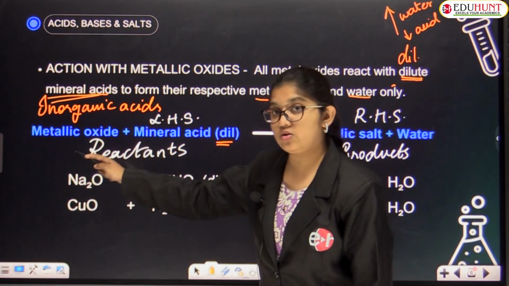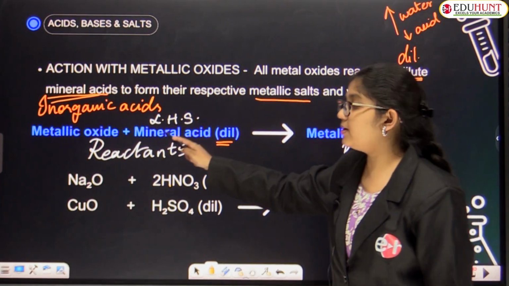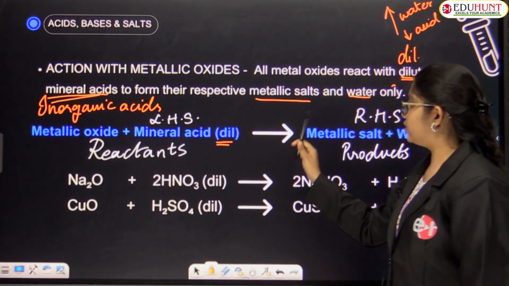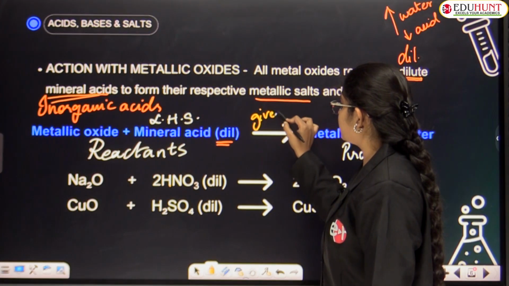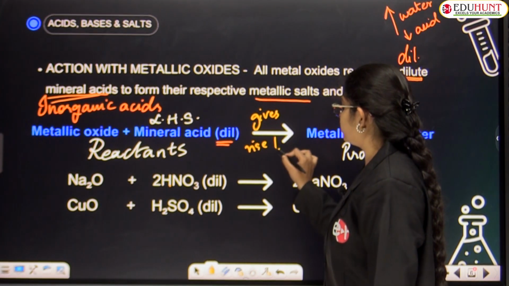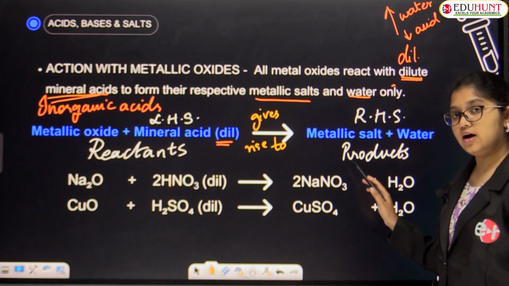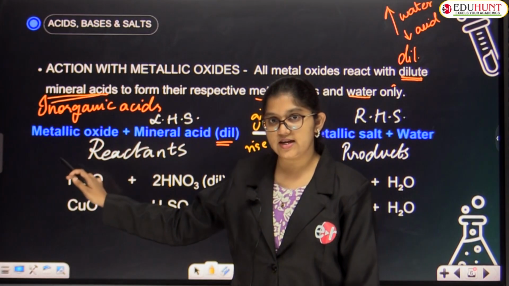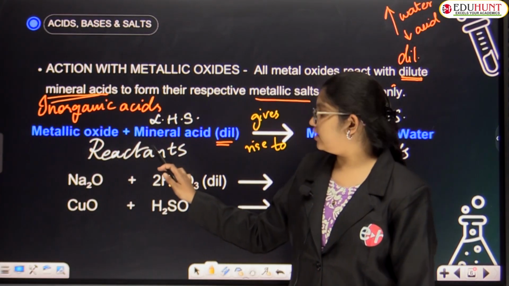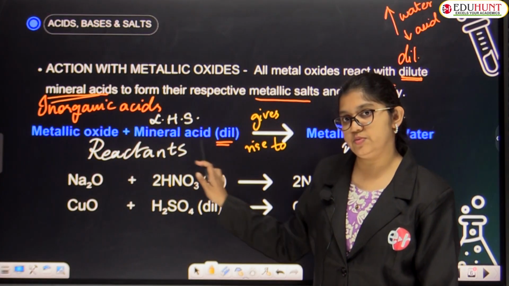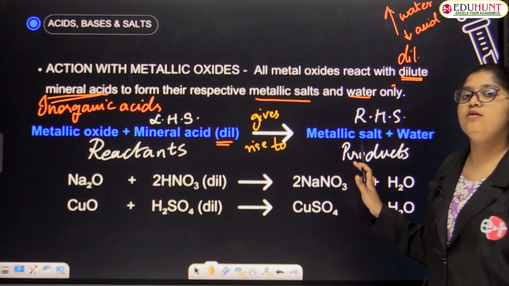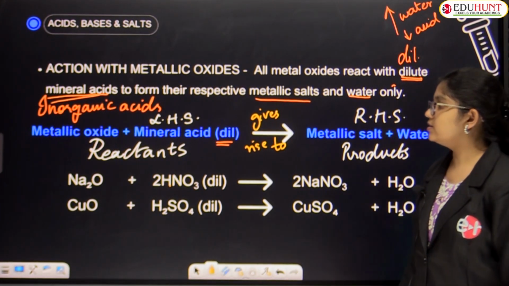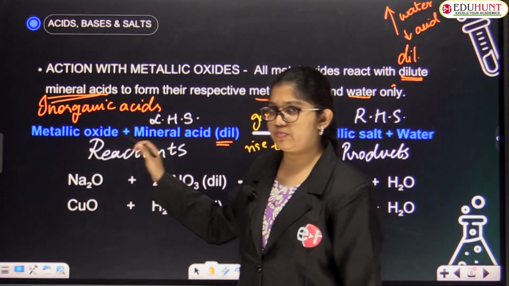So, when a metallic oxide reacts with a mineral acid, we can say dilute mineral acid, it gives rise to metallic salts and water. Once again, a metallic oxide reacts with mineral acids in dilute conditions, and it gives rise to metallic salt and water. Like that, you have to read it. The plus sign represents the reacting substances.